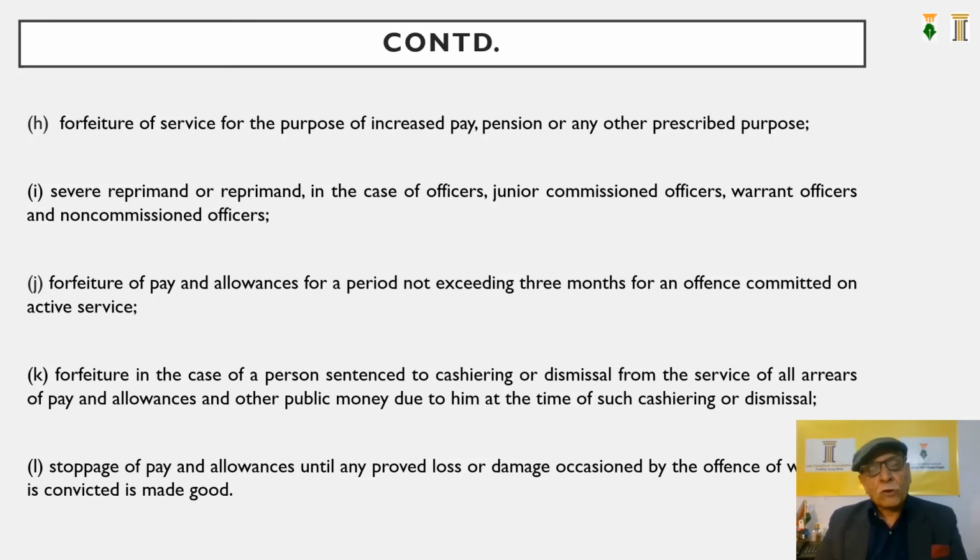And reprimand means warning. Then forfeiture of pay and allowances for a period not exceeding 3 months for an offense committed on active service. It should become clear that this clause J would only be attracted when the offense was committed on active service. And then forfeiture, in the case of a person sentenced to cashiering or dismissal from service, of all arrears of pay and allowances and other public money due to him at the time of such cashiering. So when somebody is being cashiered or dismissed, then the arrears of pay and allowances can also be ordered to be forfeited. And similarly, in case there is a loss or damage of government property, then stoppages of pay and allowances can be ordered till such time that loss or damage is made good.